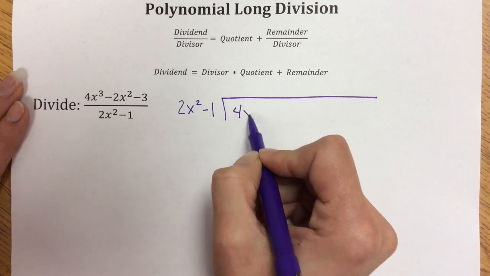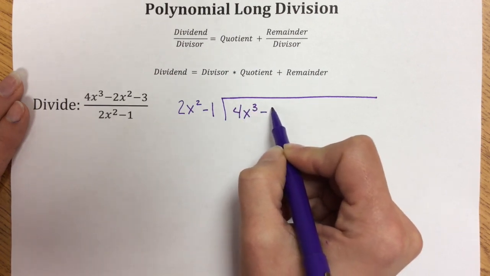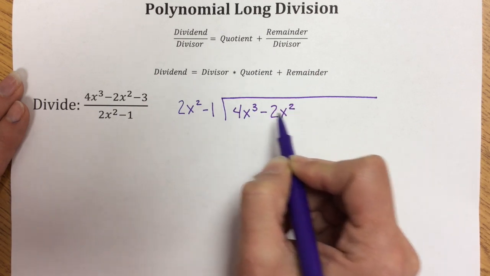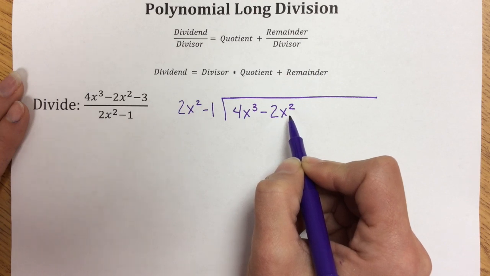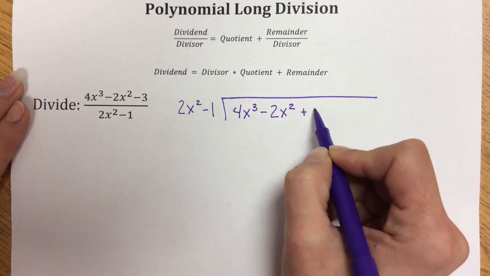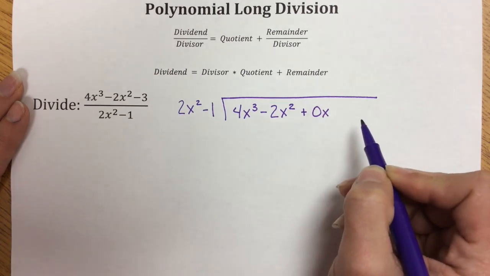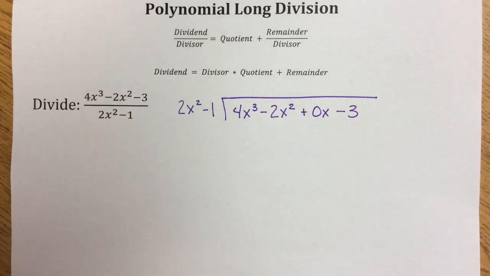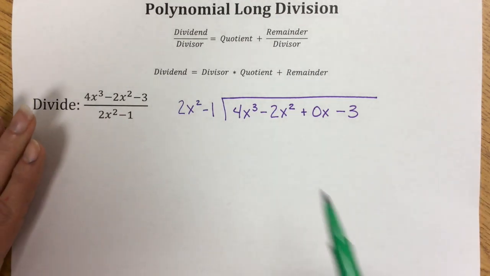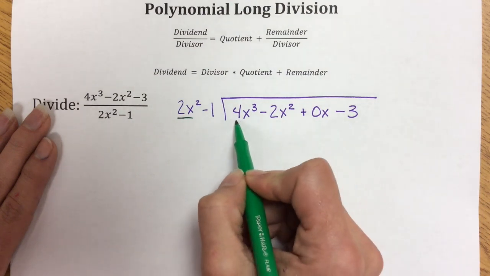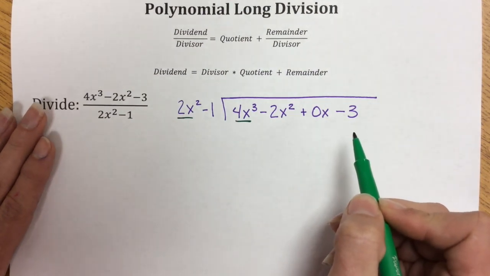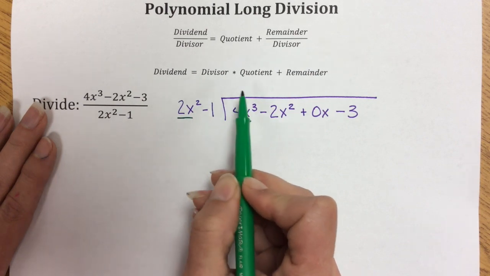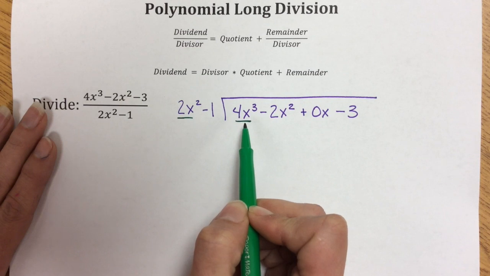We want to make sure that we leave a space for any missing terms. So you'll notice I have an x cubed and x squared, but I'm missing an x to the 1 power. So I'm going to leave what I call a placeholder in, and then minus 3. Now every time I do this, I'm going to look at this term on the outside and the first term on the inside and ask myself the question, what do I multiply by the first term on the outside to get the first term on the inside?